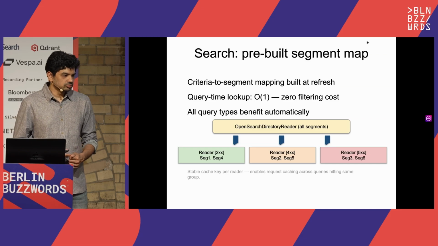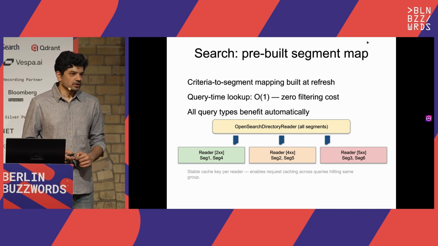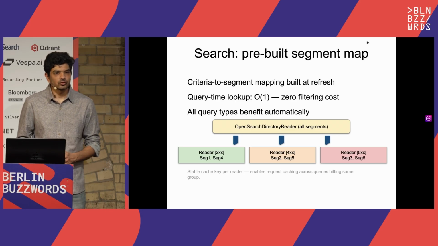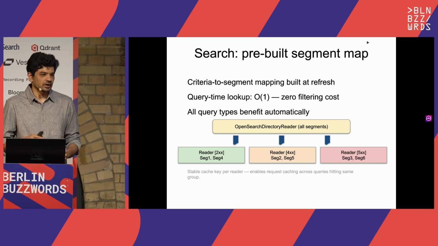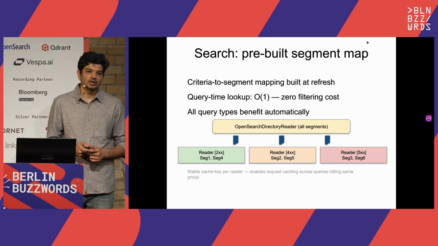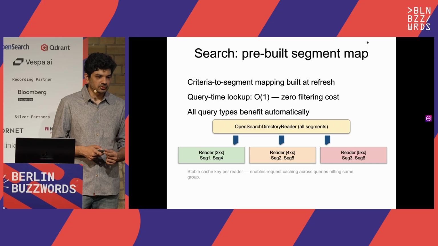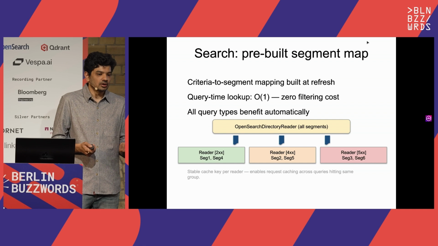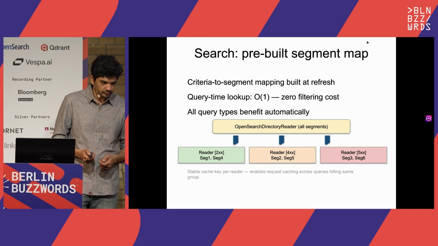Now, the pruning part is where exactly the performance benefits lie for context-aware segments. Instead of filtering for each and every query, which is a naive approach, we are leveraging the refresh mechanism here. While refreshing, we have the view of all the segments, and we create a map of groups to segments, which helps us do a zero cost filtering here.